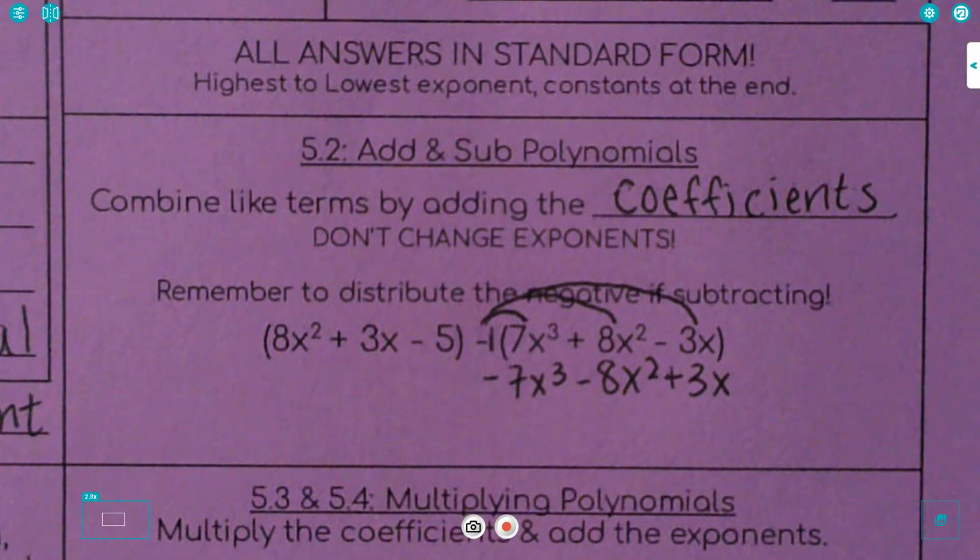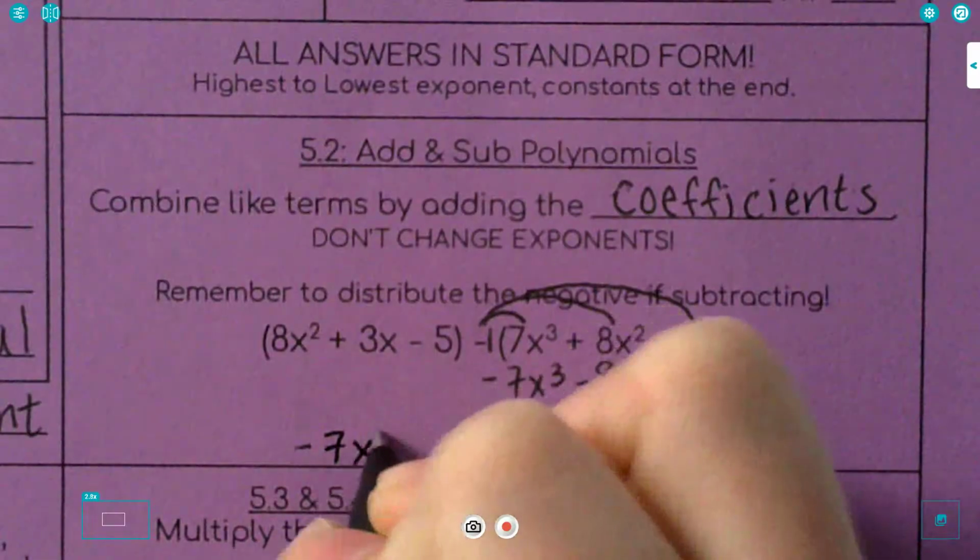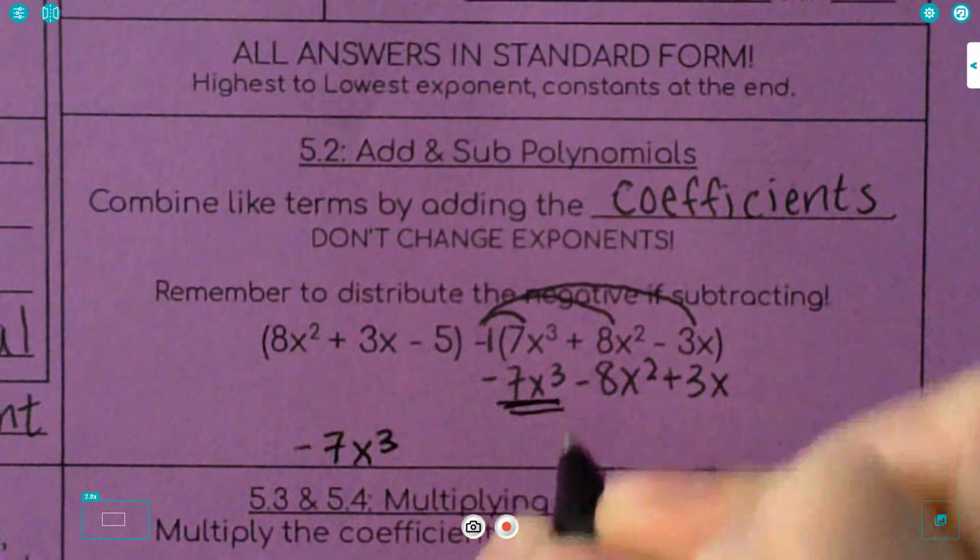Okay, so now we get to combine like terms. And we want to put it in standard form from the get-go so we don't have to go back and fix that. So the highest exponent I see is x to the third. So I'm going to put that first, -7x to the third. I'm going to underline it so I know I've used it.